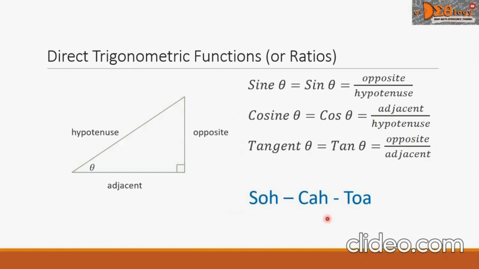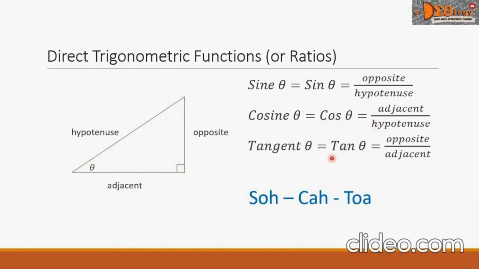This is the SOH-CAH-TOA. The SOH is for the sine. The S here is the first letter of the sine. The O is for the opposite, and the H is the hypotenuse. The CAH is for the cosine, with that first letter C to denote cosine. The A is adjacent, and H is the hypotenuse.